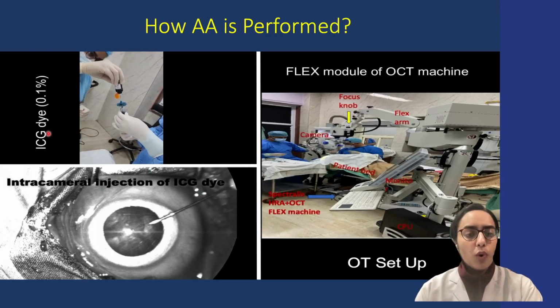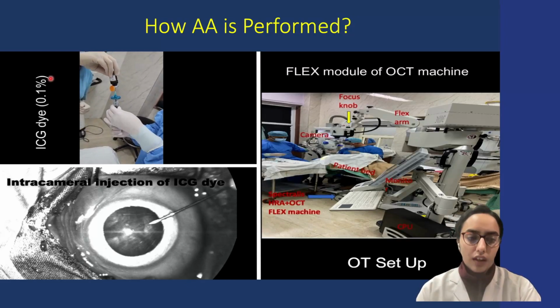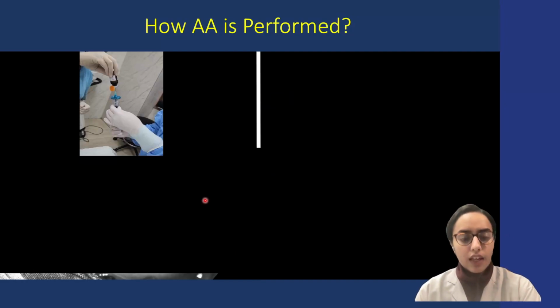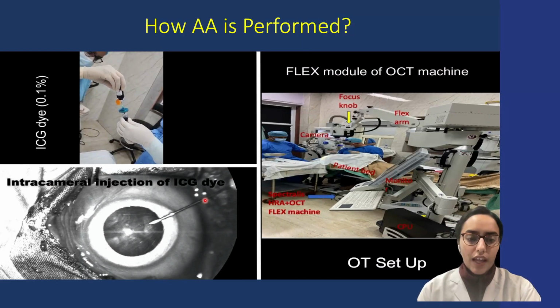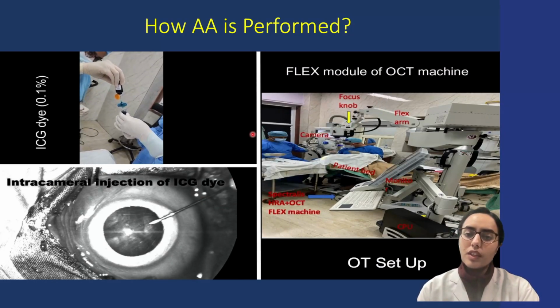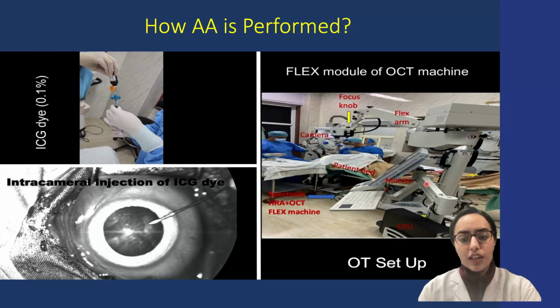We use 0.1 ml of 0.1% indocyanine green dye, which is injected intracamerally into the eye, either prior to or during any intraocular surgery, such as phacoemulsification. The dye is injected prior to the capsulorhexis step, and the aqueous channels are visualized with the help of a flex module of the OCT machine in the operating theater with the patient lying supine.